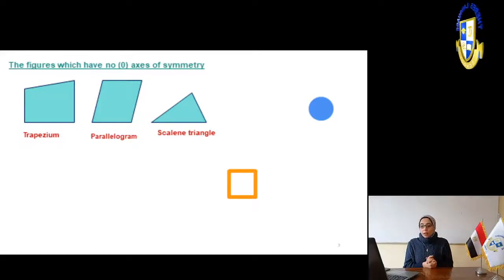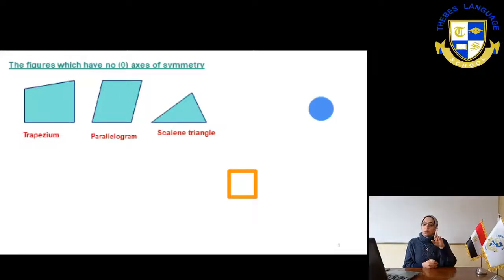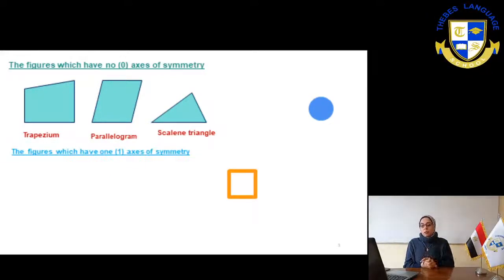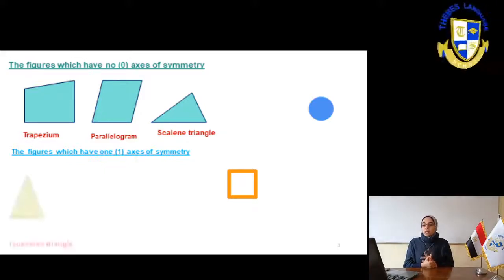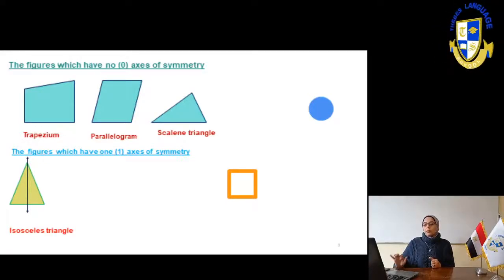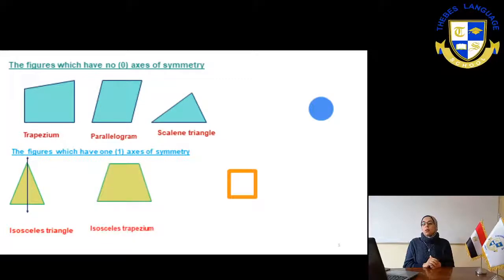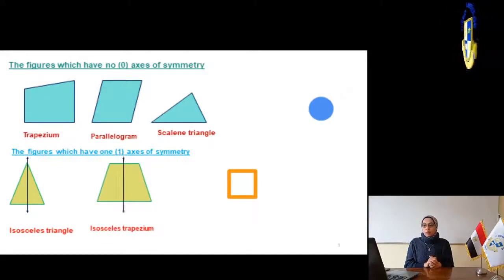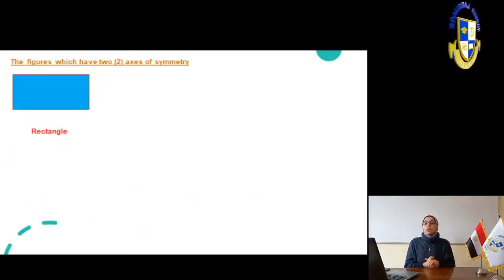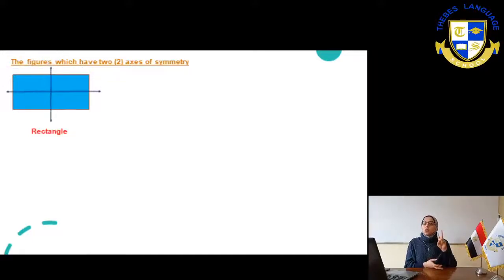The figures which have just one axis of symmetry: we can draw for them just one axis of symmetry. Isosceles triangle and isosceles trapezium. Any isosceles figure, we can draw for it one axis of symmetry. And what are the figures which have two axes of symmetry? Rectangle and rhombus. We can draw for them two axes of symmetry.